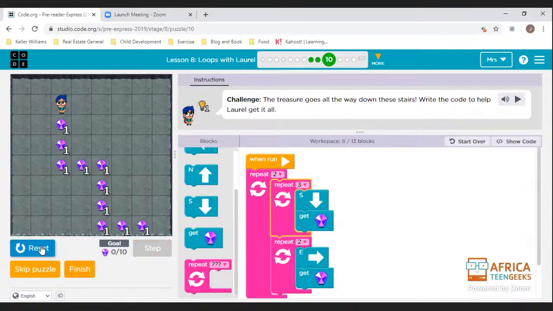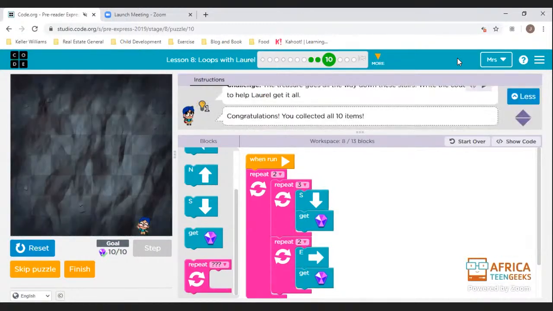I'm going to run it. And perfect, we did it. Okay, you guys understand that you can put a repeat block in a repeat block. Just say yes in your chat box if you understand. Later on, we can try that, okay? You can go back to this puzzle later and try to do it this way, to put the repeat in the repeat.